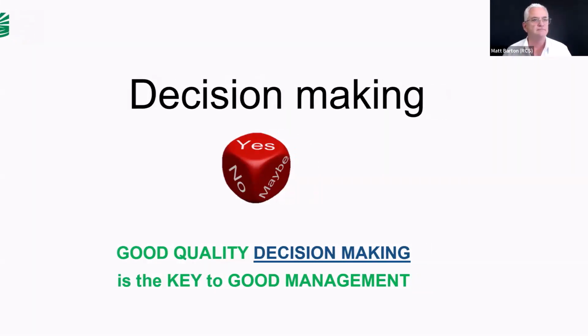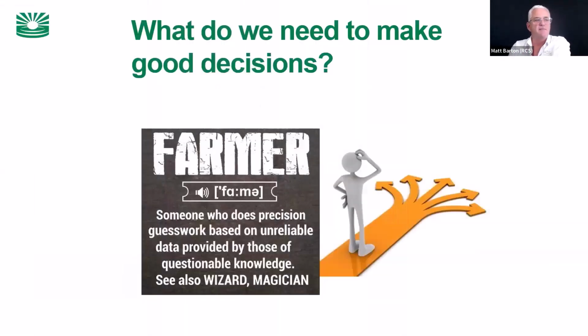Farmer. Definition of a farmer: someone who does precision guesswork based on unreliable data provided by those of questionable knowledge. See wizard magician. Yeah.